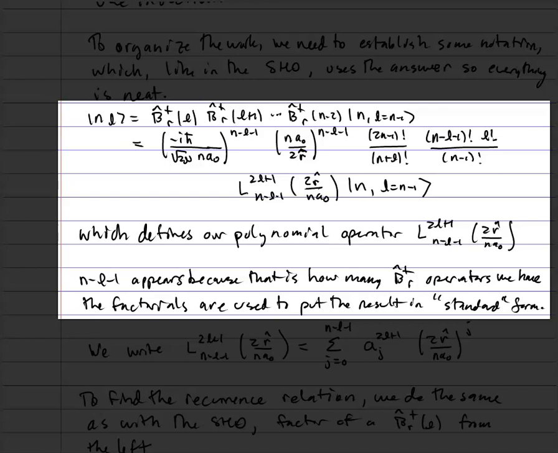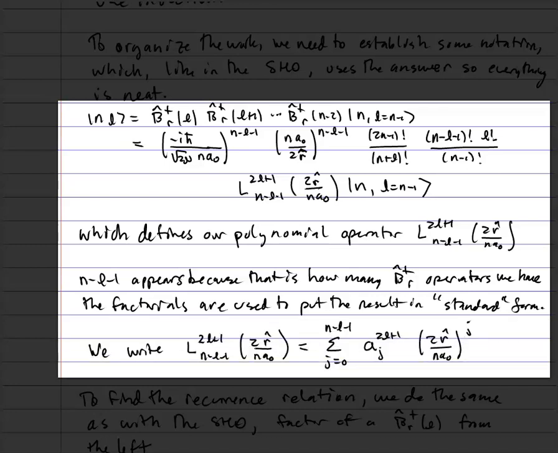And what we're going to do, it's a polynomial, so we're going to write it in a power series. Now you see, because we've pulled out this factor of (n/a0)^2 times (2r̂/na0)^(n-l-1), this polynomial is actually now a polynomial in the argument 2r̂/na0, and it has a set of coefficients. So I'm going to call those coefficients a_j^(2l+1), 2l+1 being the label, and then the argument is 2r/na0 raised to the jth power.